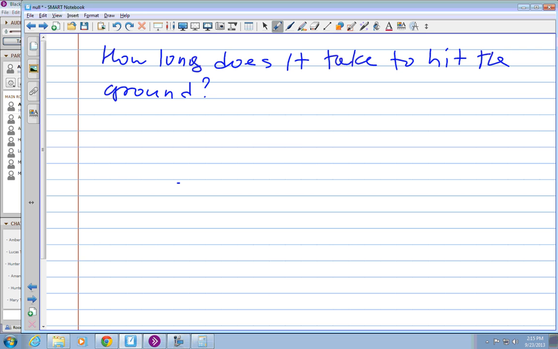What is the height of the marker on the ground? 0. So basically we have to solve this equation. The position is 0 when it's on the ground. So it's negative 16t squared plus 15t plus 3 equals 0. That's easy to solve. It's a quadratic equation.